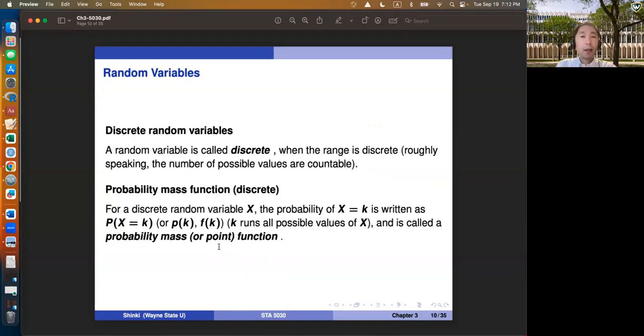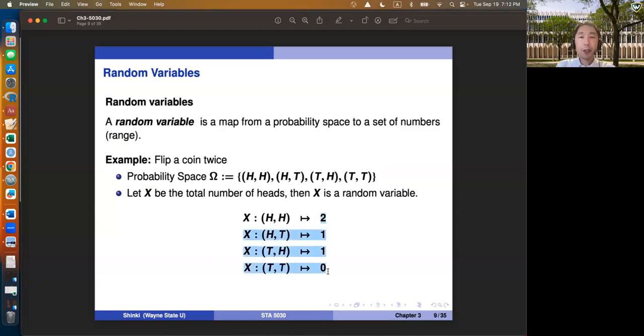Sometimes this range is discrete, and sometimes this range is any number.